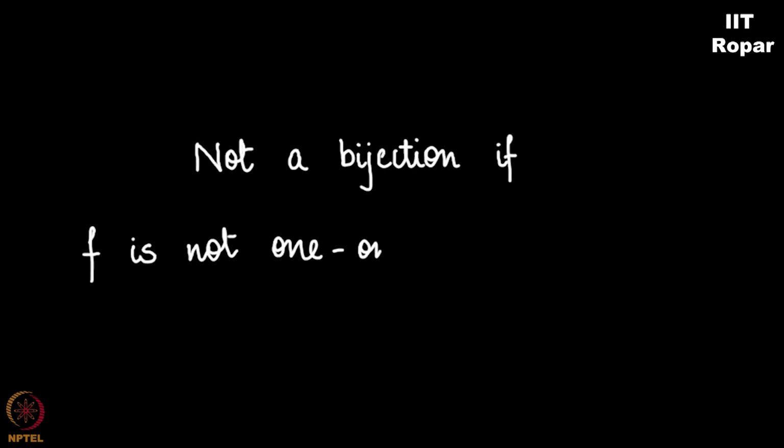So we are proceeding with a few examples of bijection. Please note, how do we say a function is a bijection? If it is both 1-1 and onto. And to say that a function is not a bijection, it is enough to show that either it is not 1-1 or not onto. If one of them is not satisfied, then it is definitely not a bijection.